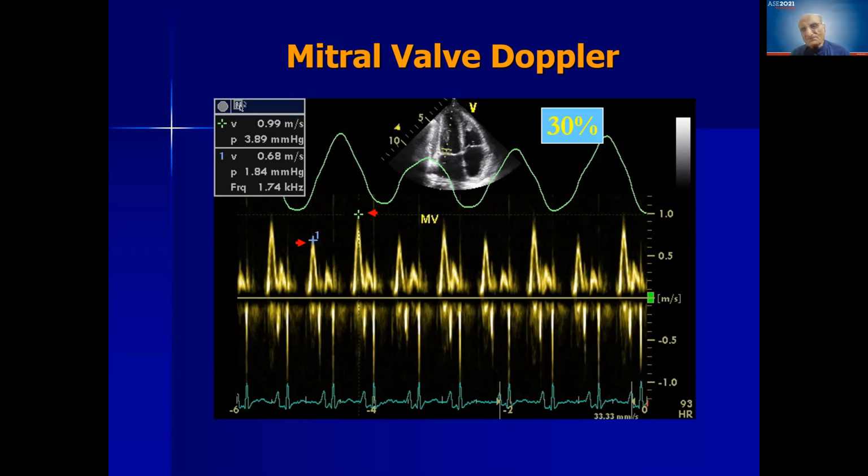And luckily, whenever you start an echo, you always start from a parasternal long axis view. That is why you can always see this ventricular interdependence, even without a respirometer, if possible.